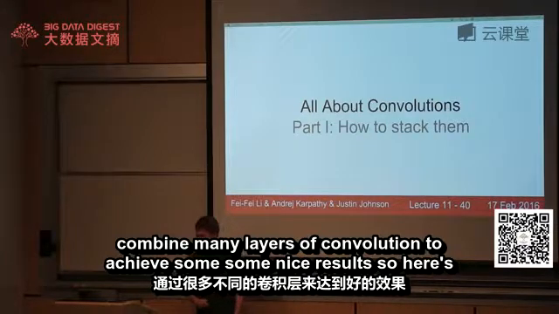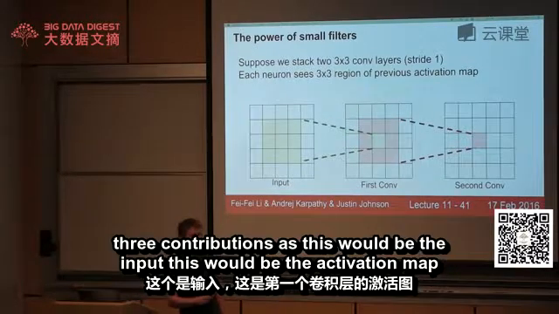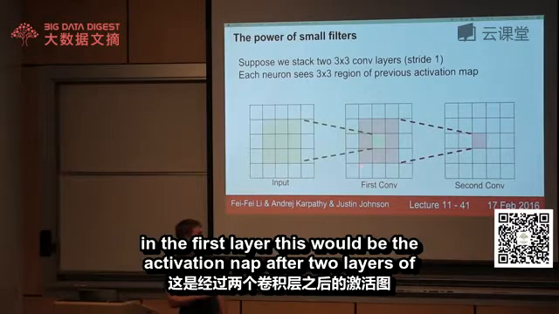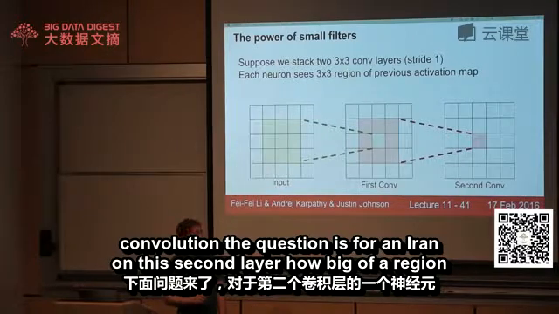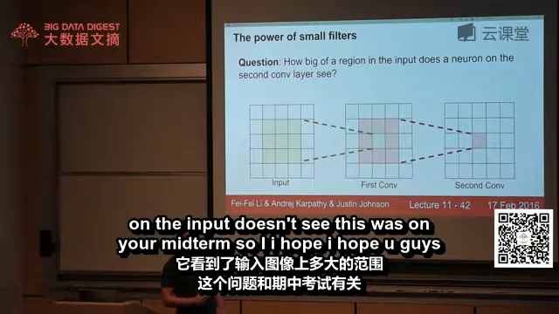So here's a question. Suppose that we have a network that has 2 layers of 3x3 convolutions. So this would be the input, this would be the activation map in the first layer, this would be the activation map after 2 layers of convolution. So the question is, for a neuron on this second layer, how big of a region on the input does it see? So this was on your midterm, so I hope you guys all know the answer to this.